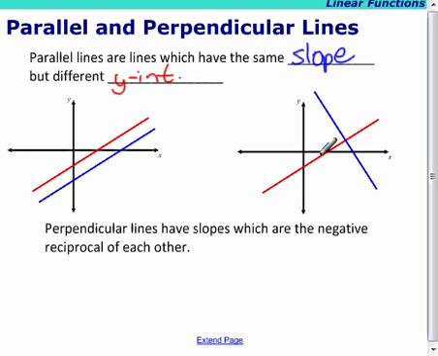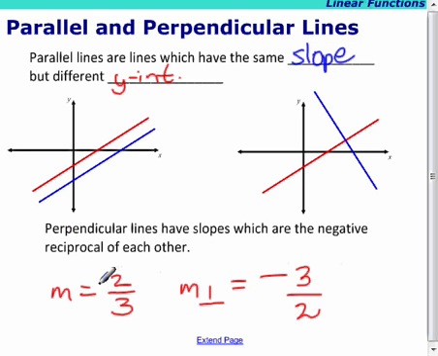So perpendicular lines, the ones over here, are ones which have slopes which are the negative reciprocal of each other. Let me explain negative reciprocal, meaning that if the slope of one of the lines, say, was 2/3, the slope of a perpendicular line would be equal to, okay, negative reciprocal. This one's positive, so this one will be negative, just opposite sign. Reciprocal means flip the fraction over. So 3/2. So the slope of one line might be 2/3, the slope of its perpendicular line would be -3/2.